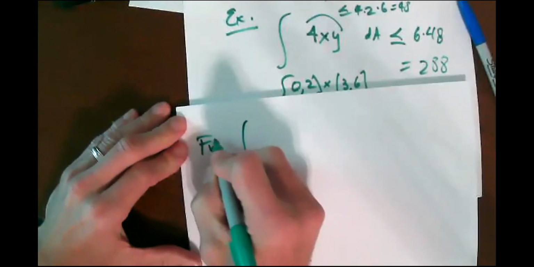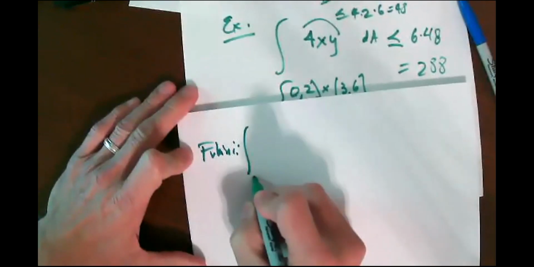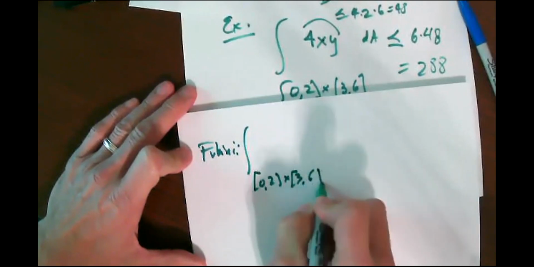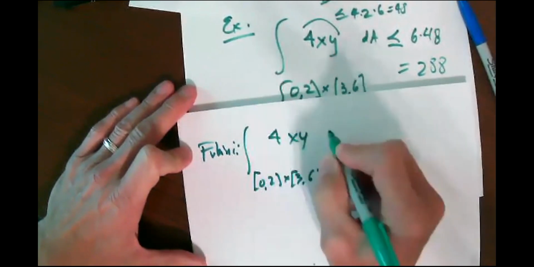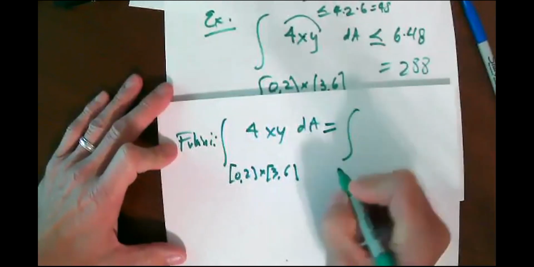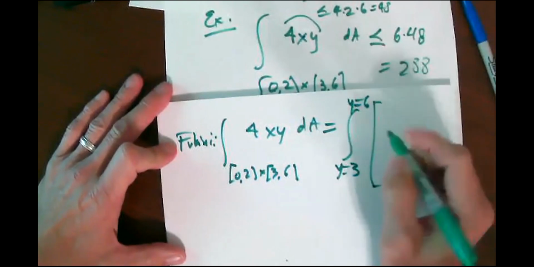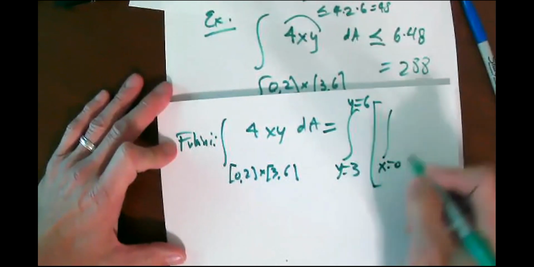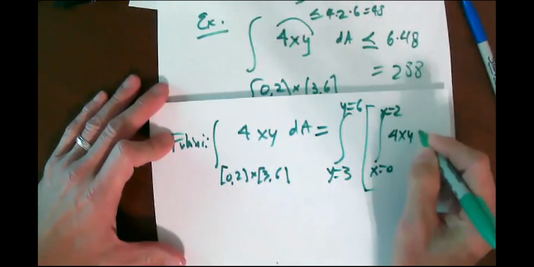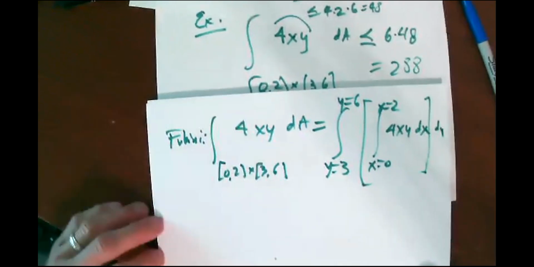Fubini's theorem. I have to go over this rectangle from 0 to 2, 3 to 6, and integrate the function 4 times x times y, dA. And Fubini tells me that it will be written as the integral as y goes from 3 to 6 of the integral as x goes from 0 to 2 of 4xy dx, and then I put the dy on the outside.